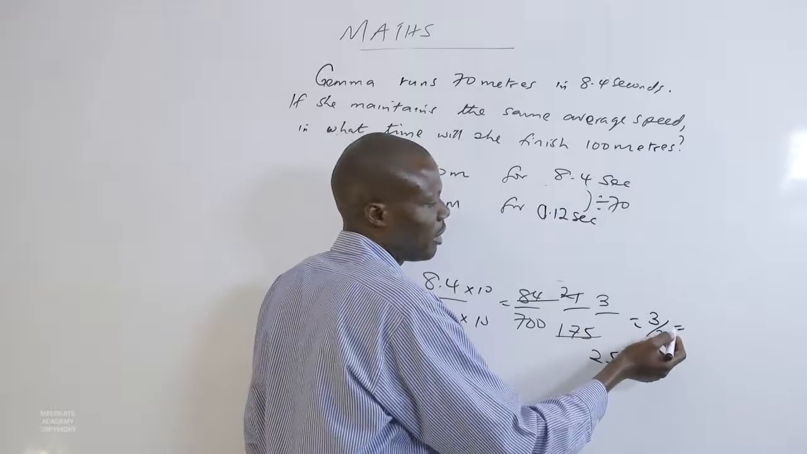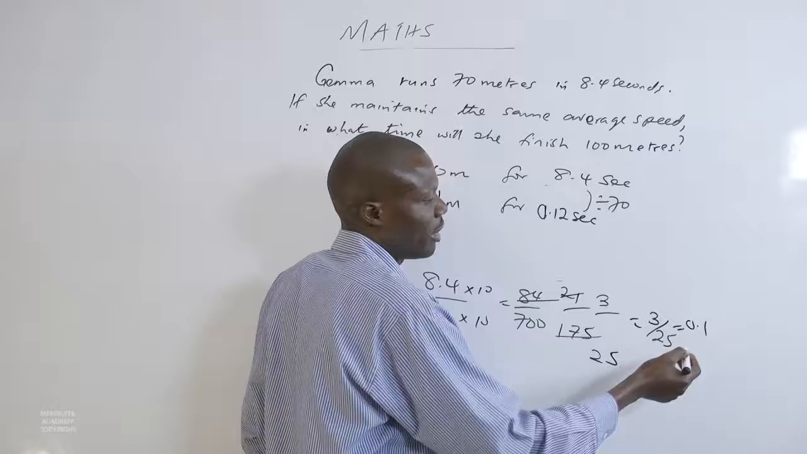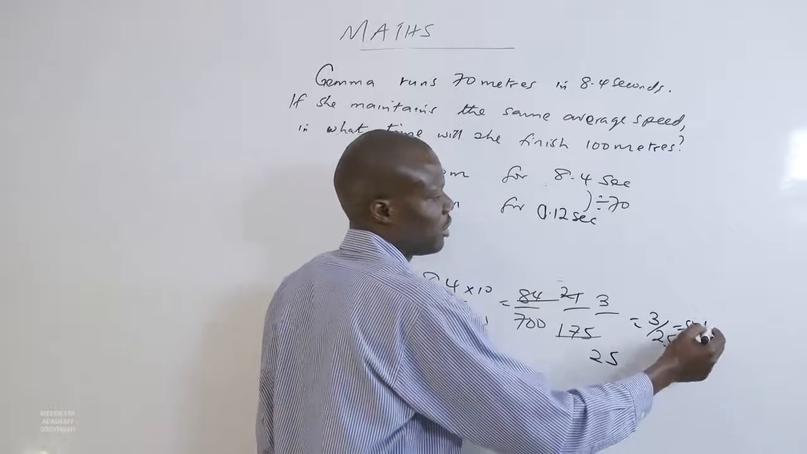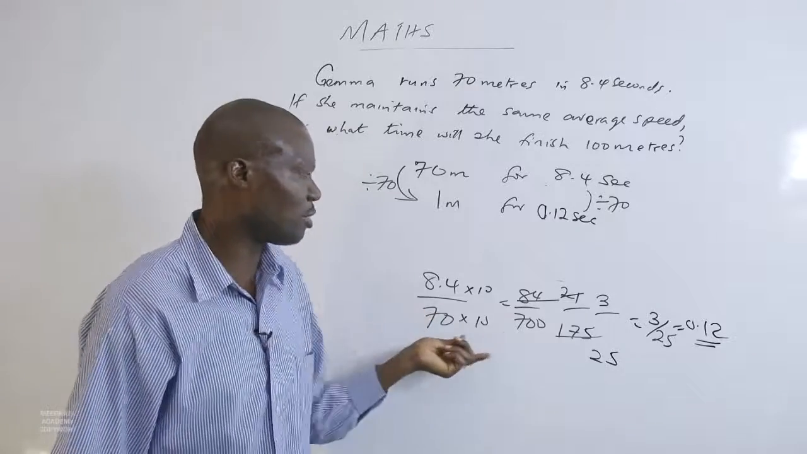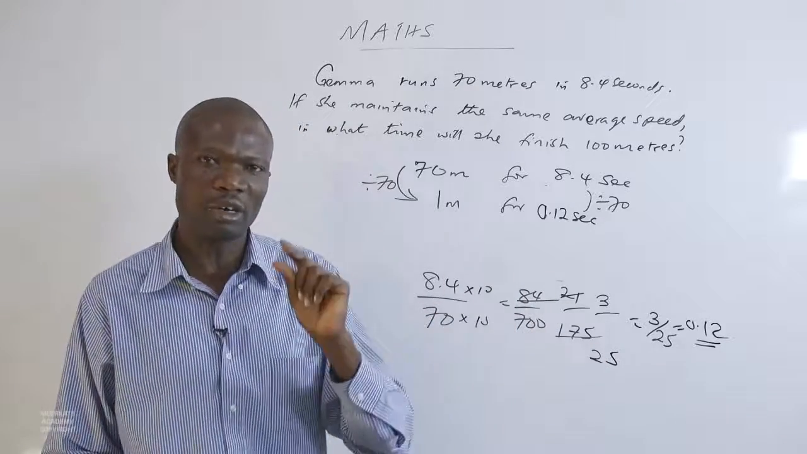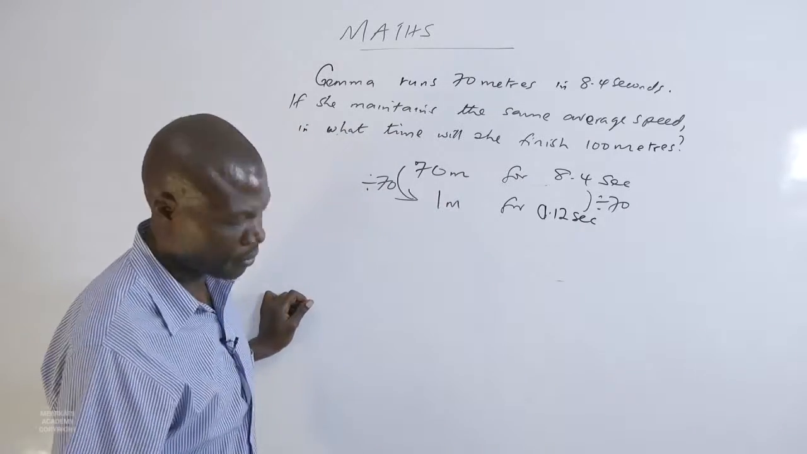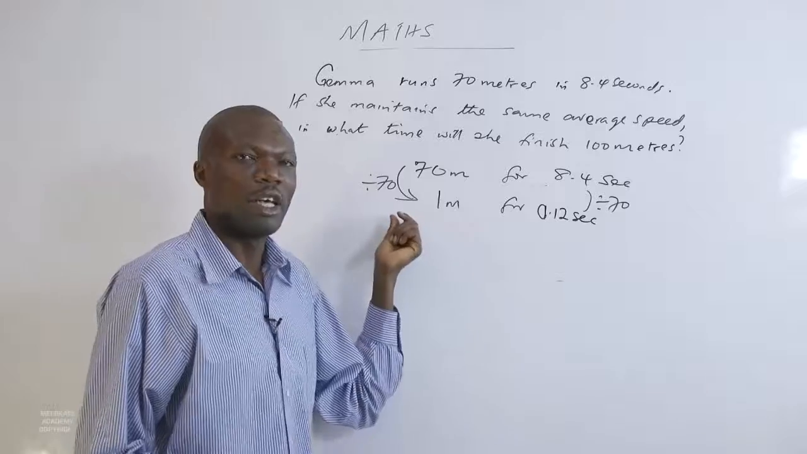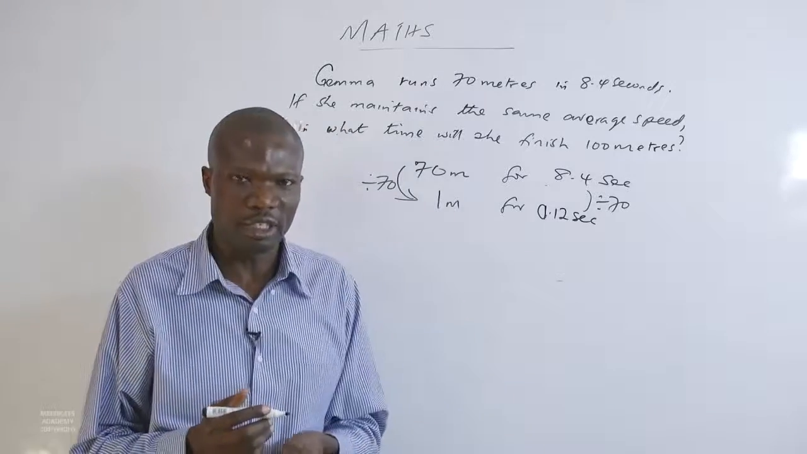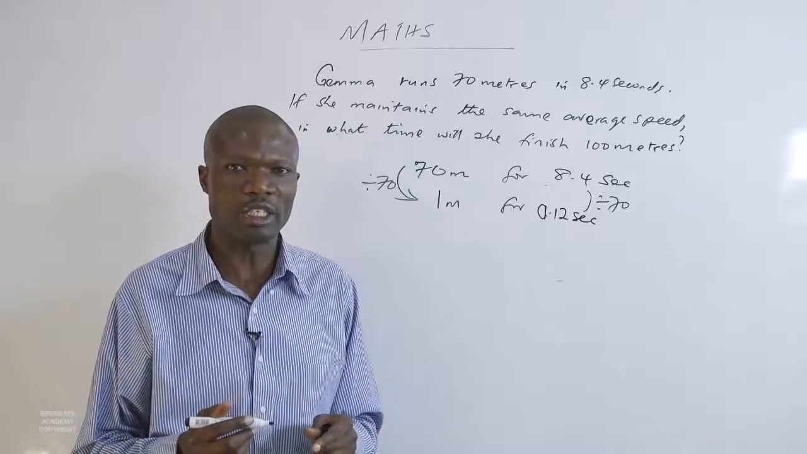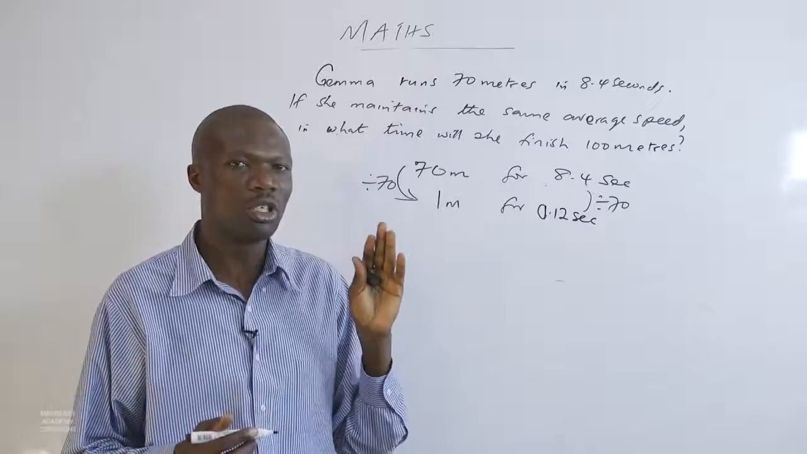Because 30 divided by 25 is 1, remainder 5, 50 divided by 25 is 2. So this is what you get. I'm only illustrating how to simply get there if you don't have a calculator. So now that we know that Gamma can cover 1 meter in 0.12 seconds.